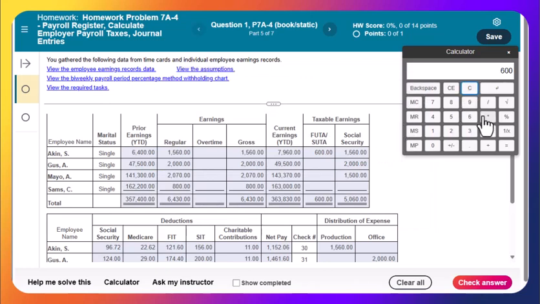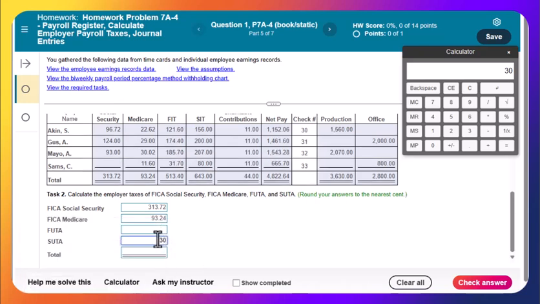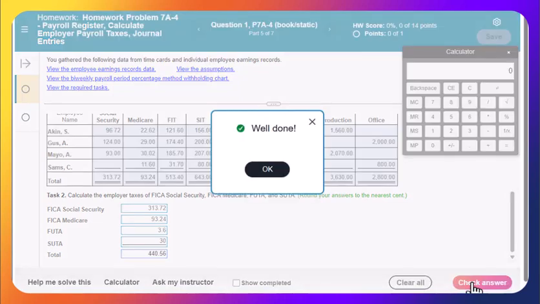So 600 multiplied by 5% for $30, and that was for that SUTA. So that was the rate with the 5%. And then for the FUTA, that was the 0.6% on that 600. So we can go ahead and multiply 600 by 0.6% for $3.60. And then we can go ahead and enter that in. And then for the total there, that'll be $440.56. And we can go ahead and check our answer, see how we did. Well done.